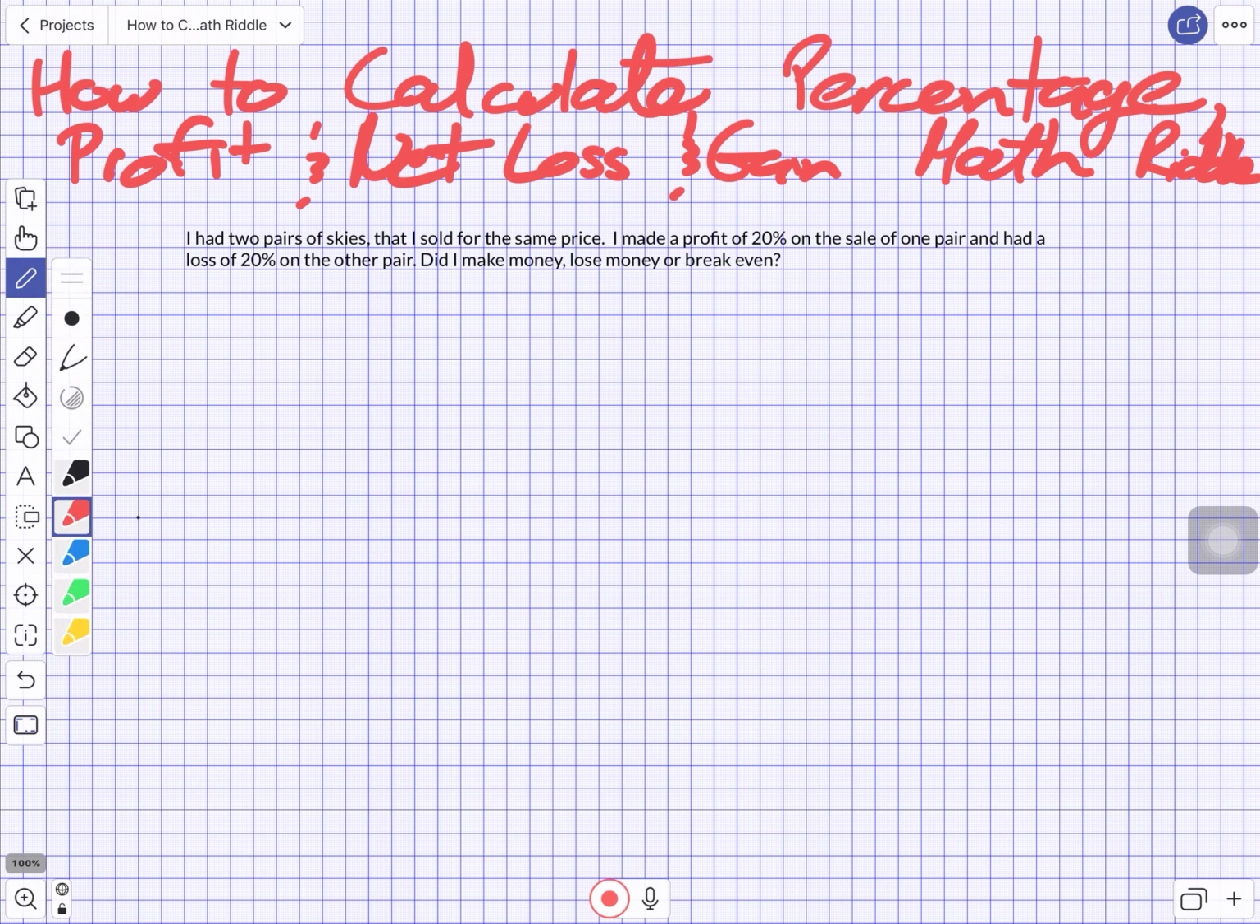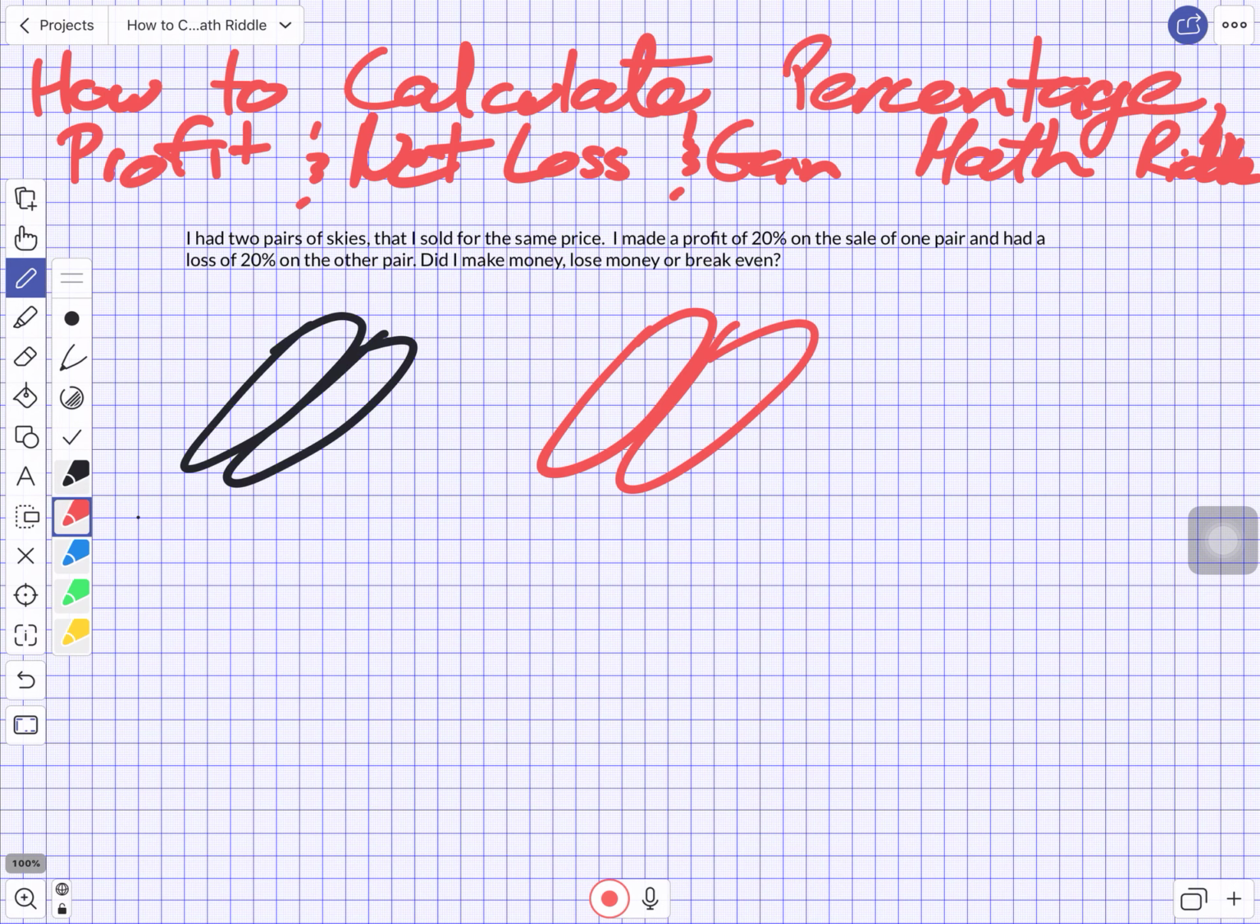Okay, so let's kind of try to visualize our scenario. Here's a set of skis. Then here's another set of skis. And I sold them. There you go, that might be a little better. I've sold both the sets of skis for the same price.